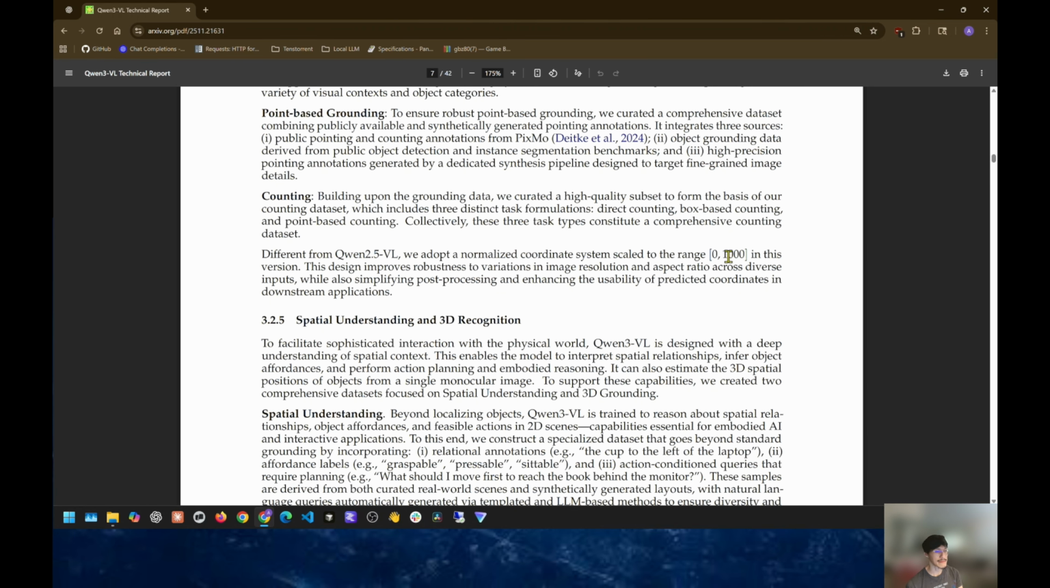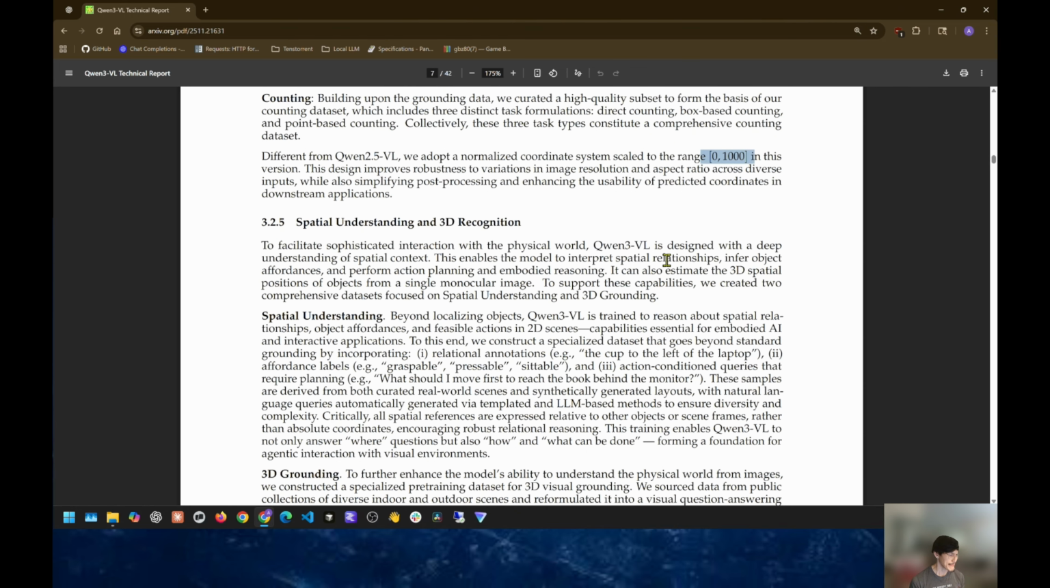Okay, so coordinate system, no matter how many pixels or how big your image is, it's always going to be normalized to 0 to 1000. So it operates in this space. So I think if you were to ask for bounding boxes from the model, it will always give you coordinates in this range.